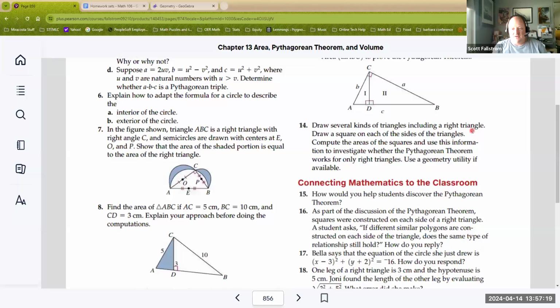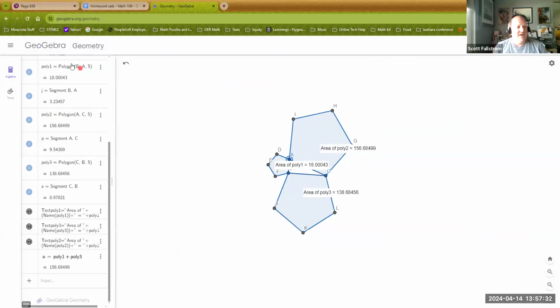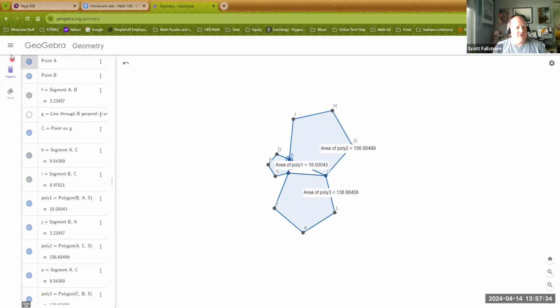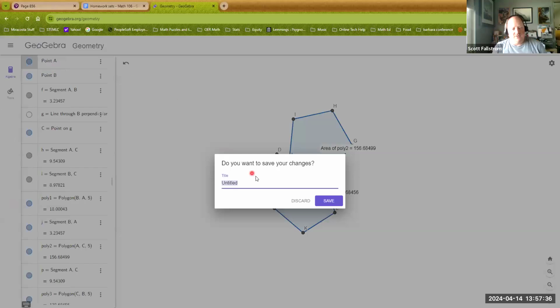Draw several kinds of triangles, including a right triangle. Draw a square on each side. Compute the areas of the squares and use this information to investigate whether the Pythagorean theorem works only for right triangles. Use a geometric utility if available. Big hint, you have a geometric utility available. And the only thing that you have to do here is, let's clear it all.